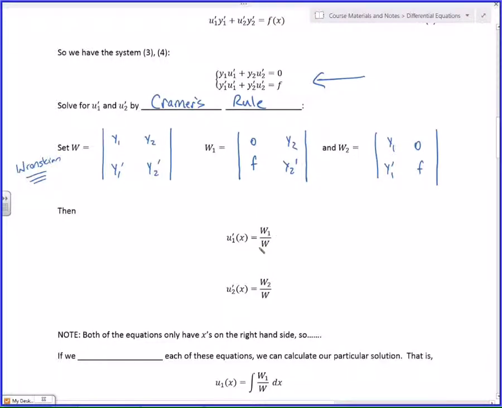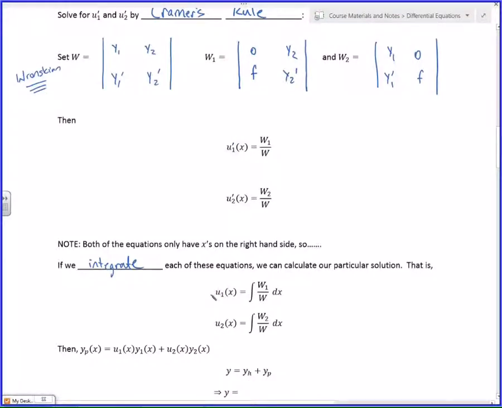Now note, both of these equations on the right-hand side have x's in them, no y's, they just have x's. So, if we integrate each of these equations, we will have found a u1 and u2, and that u1 and u2, if we stick them as coefficients to my y1 and y2, then this right here is a particular solution, which is what we're looking for.